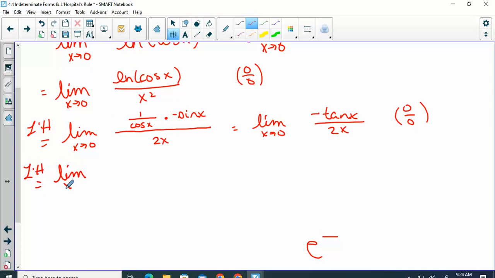So limit as x approaches 0. Okay, we have a negative, what's the derivative of tangent? Over derivative of 2x is 2. So we have a negative. Secant is the reciprocal of cosine. Cosine of 0 is 1. 1 squared is still 1. So we get negative 1/2. So our final answer is e to the negative 1/2 power.